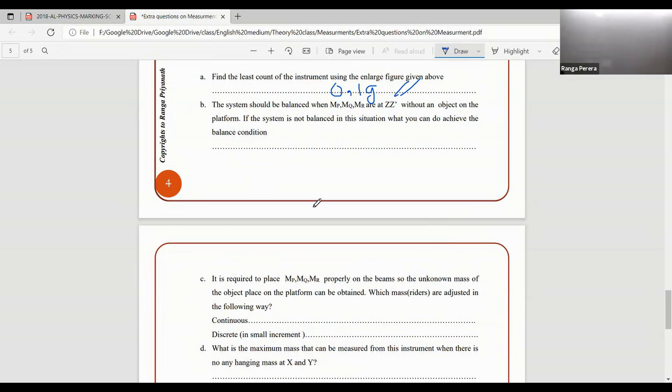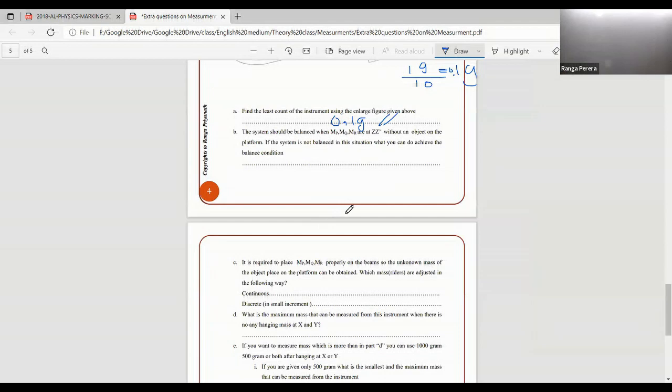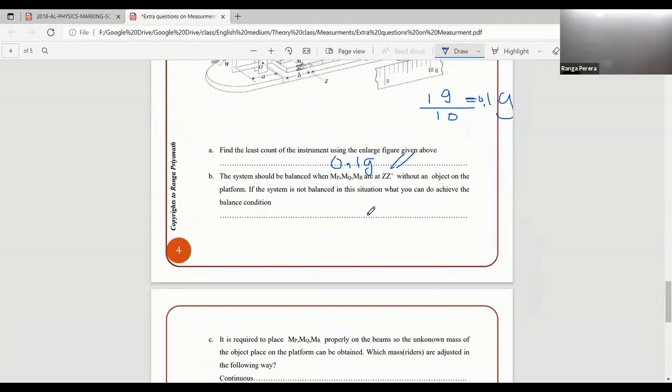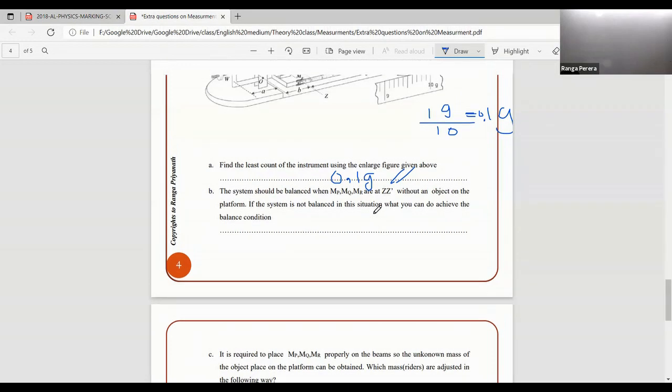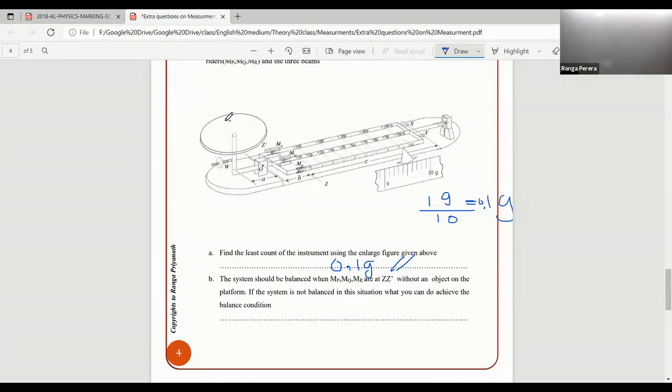The system should be balanced when MP, MQ, MR are at XZ, sorry, XZ dash, without an object on the platform. If the system is not balanced in this situation, what can you do to achieve the balanced condition? Let's say you don't have any mass here. Those three riders are at the Z dash Z location. So now this pointer must be exactly at the 0 location.